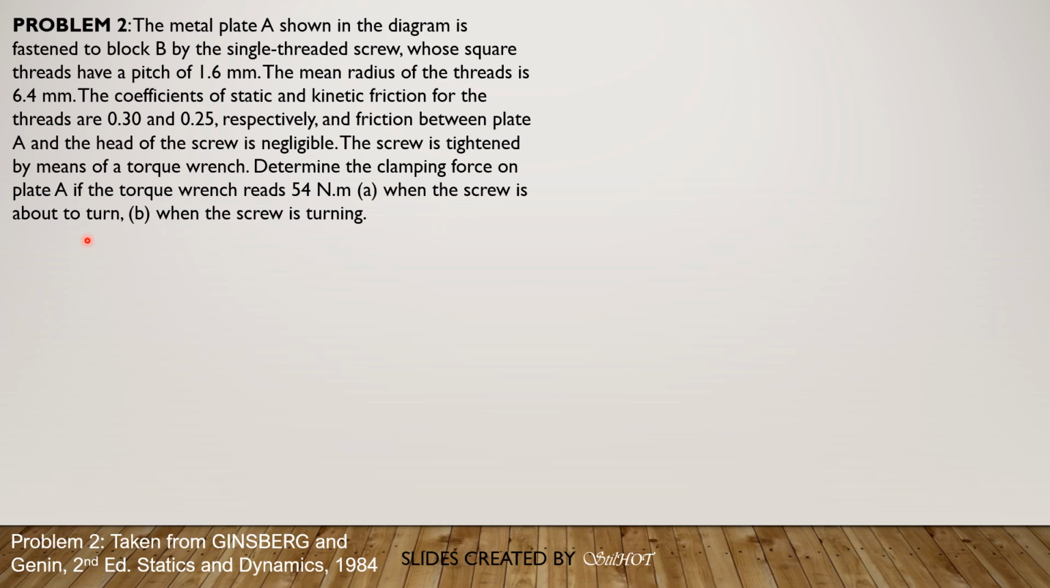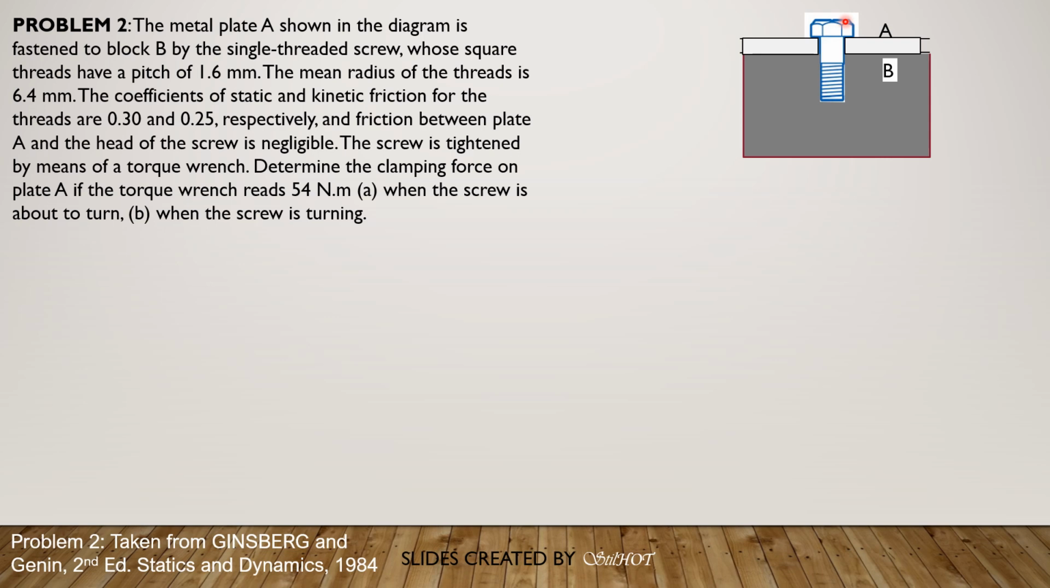Letter A, when the screw is about to turn, or we have impending turning, and letter B, when the screw is turning. So when it is turning, then it is no longer the coefficient of static friction that must be used, but rather the coefficient of kinetic friction. So this is the figure, and the formula that we can derive is the torque that will twist or rotate this bolt head in resisting this clamping force, which is W. The torque is denoted by C sub O.